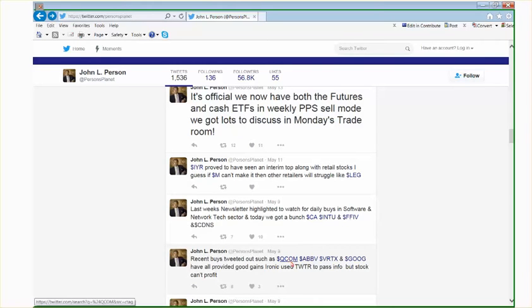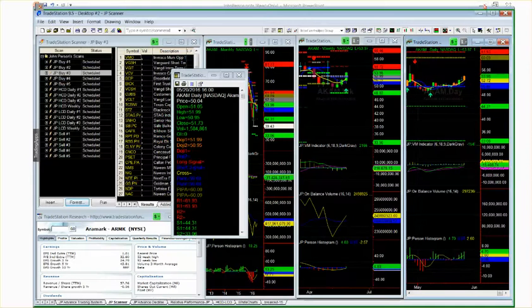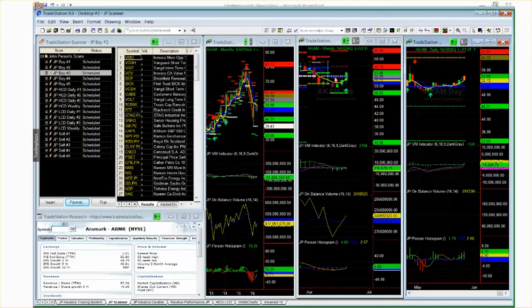We've tweeted these names out. So the question begs, where the heck do these tweets come from? And the funny thing is they come from these scans. Truthfully, they come from the scans.